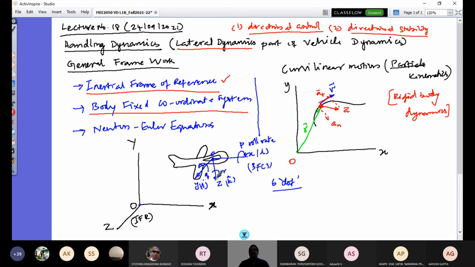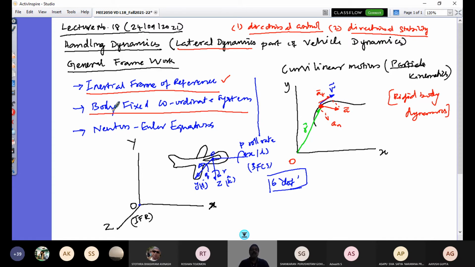So apart from 3 translations, these 3 rotational effects about the individual axes constitute the 6 degrees of freedom. And to understand the effect of these 6 degrees of freedom, the rotational effect of your body along with the translational effect, you require a body fixed coordinate system, because a vector attached to this, a velocity vector, an acceleration vector, a force vector or a moment vector, can be best described if we have a body coordinate system, right? That's why you have to take that as well.